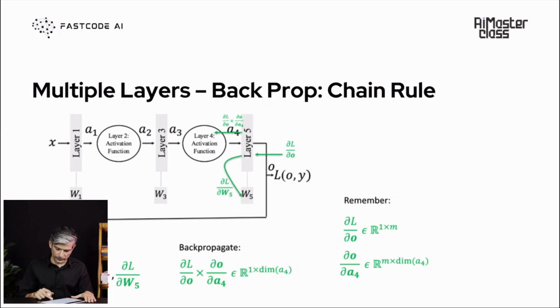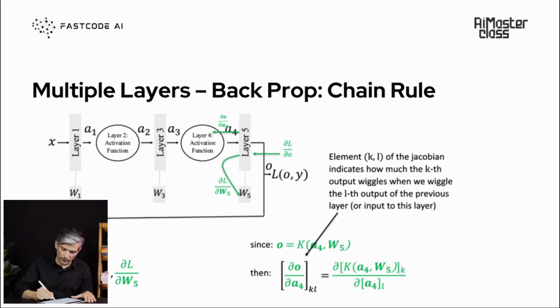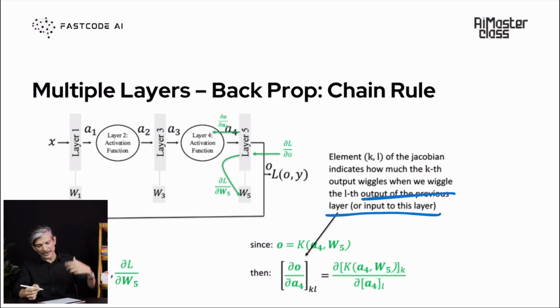Right. So this is good. So it's basically what we discussed, how much will my kth component of my output wiggle when I wiggle the lth component of my input, or the lth component of the output of the previous layer.